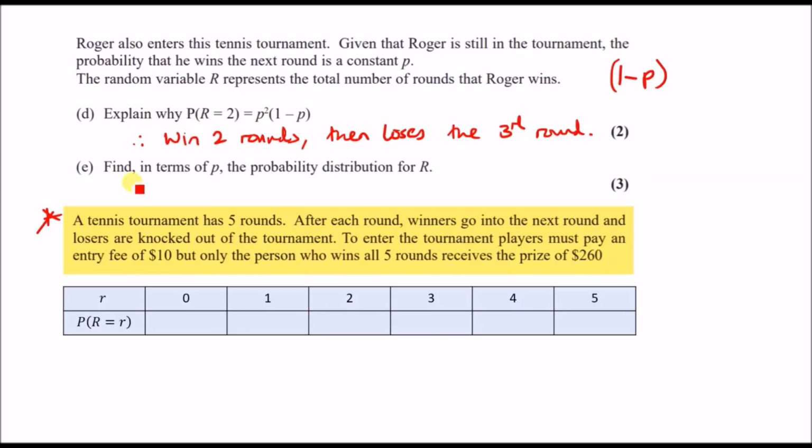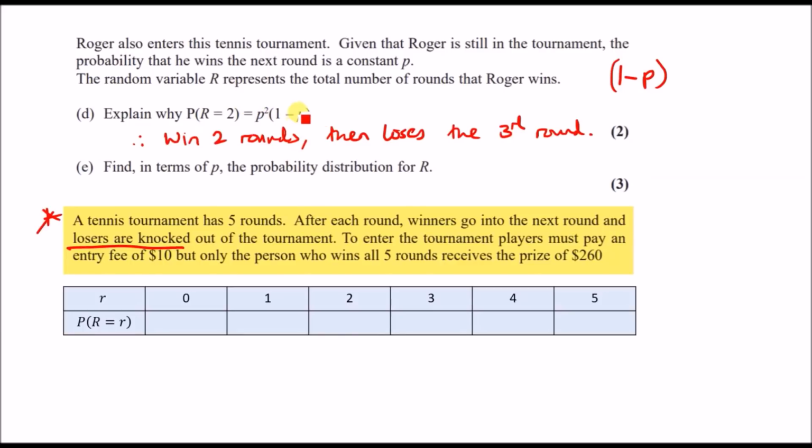So you remember it says that a tennis tournament has 5 rounds. And after each round, winners go into the next round and losers are knocked out of the tournament. So this is the key thing. Every time he wins a round, he goes to the next round. So he won the first round, then he goes to the second round. Then he won the second round, but he lost the 3rd round.